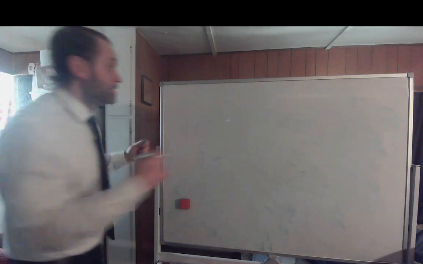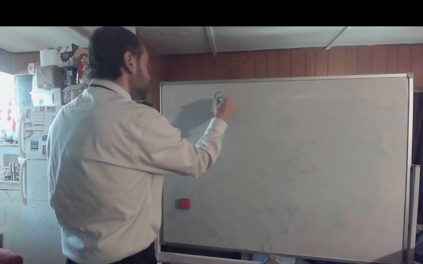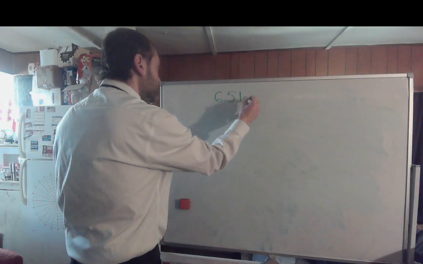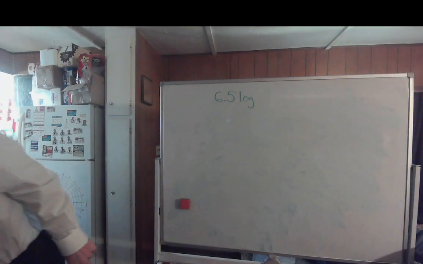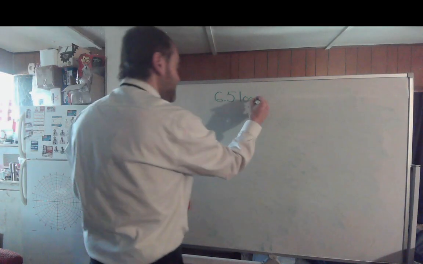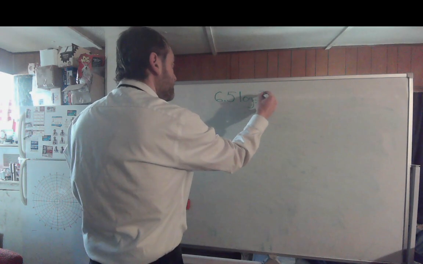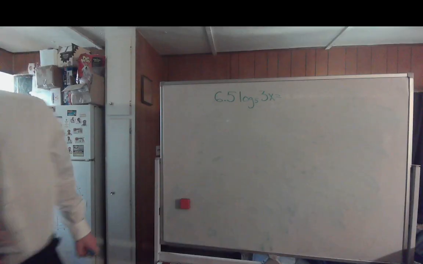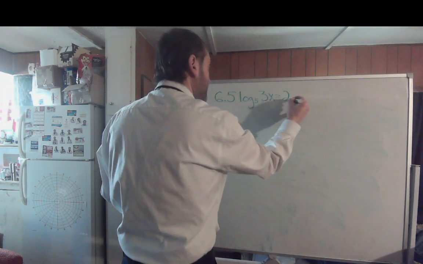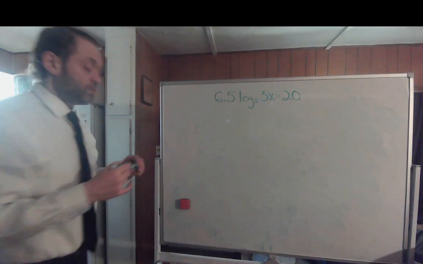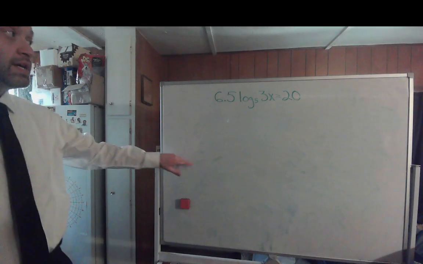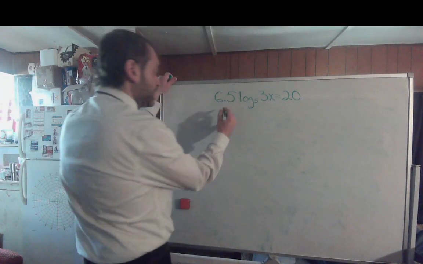All right. 6.5 times log base 5 of 3x equals 20. Well, this will be a fun one. So 6.5 times log base 5 of 3x equals 20. Let's get that log base 5 of 3x by itself.